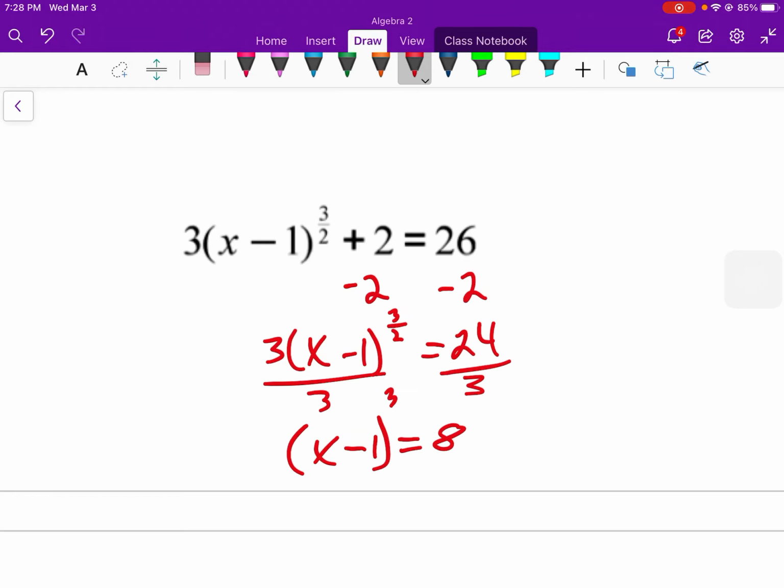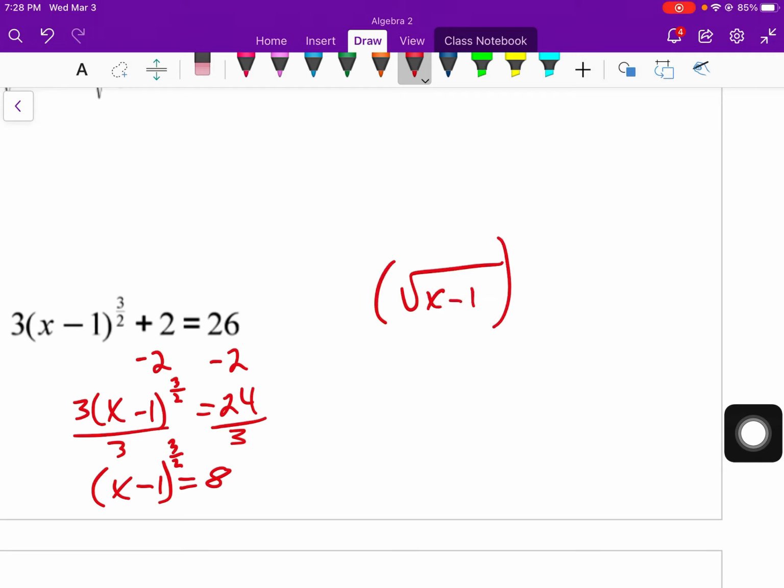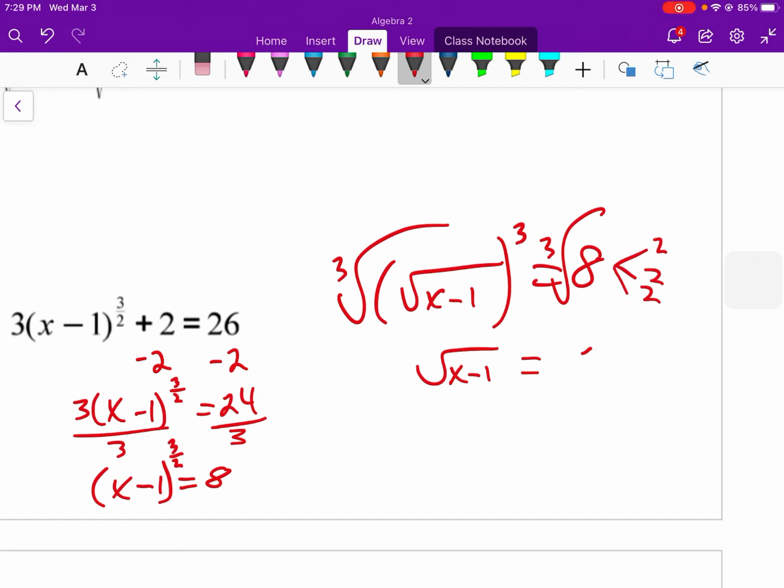Oops. To the 3/2 power. Now we can rewrite that exponent as a root. My index is 2, so it would be the square root of x minus 1. And my exponent is 3, so it would be cubed. Now to take the inverse of this, if it's cubic, we're going to want to take the cube root of both sides. So the square root of x minus 1 equals the cube root of 8, which is 2 times 2 times 2. Now we can square both sides, so x minus 1 equals 4.